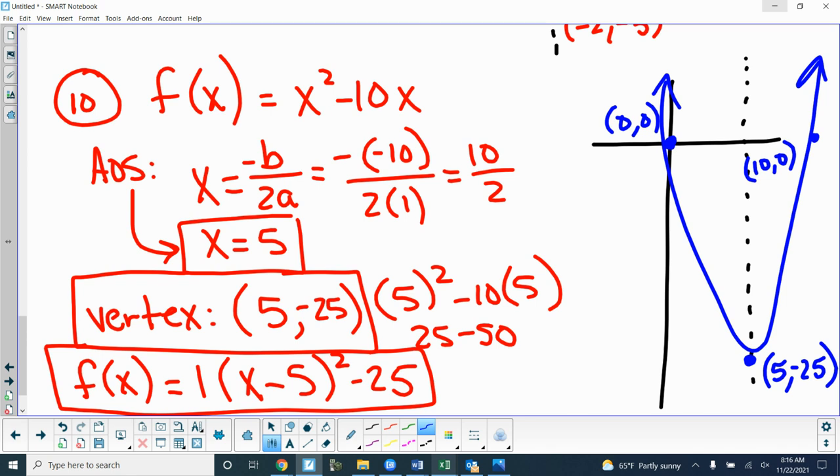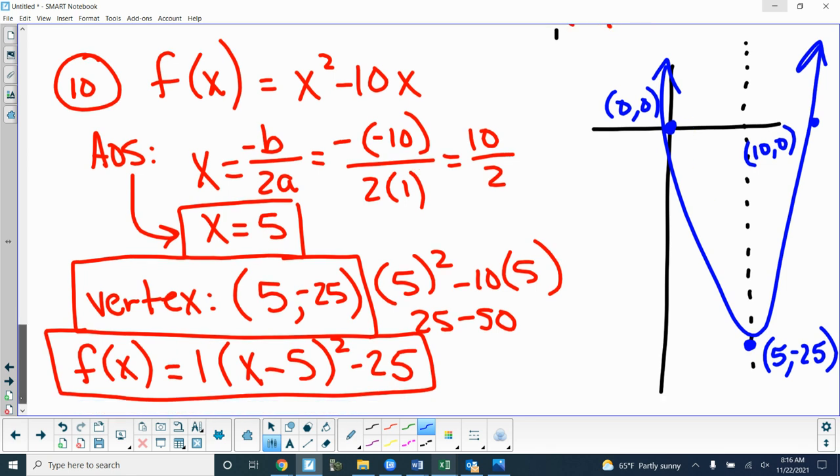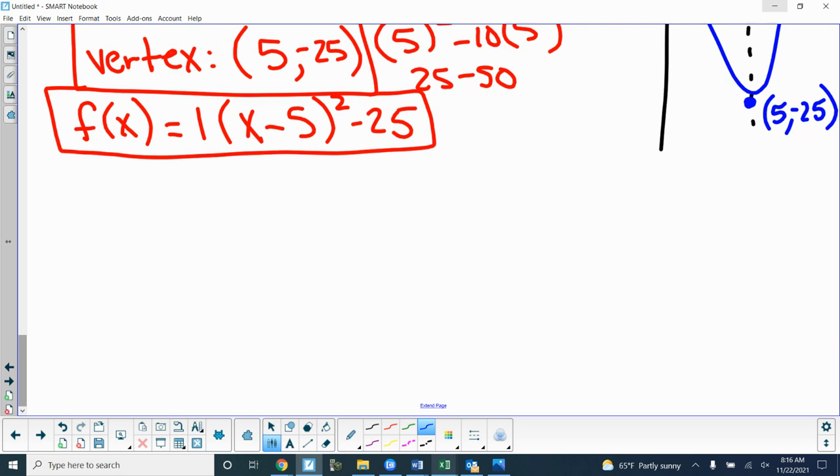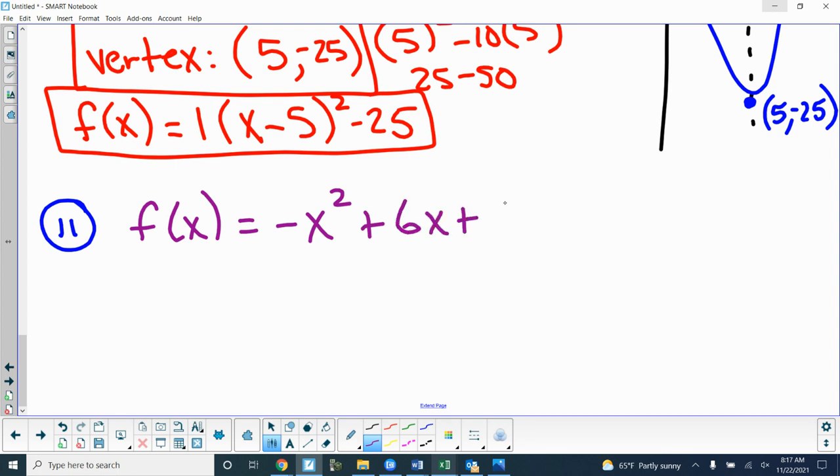All right, the last one, you have to tell me if it's a min or a max, and what that min or maximum value is. All right, so our equation is f of x equals negative x squared. So this one, if I had to graph it, would open down. Okay, so since it opens down, is it a min or a max? Max. And then we got to figure out what that max equals.